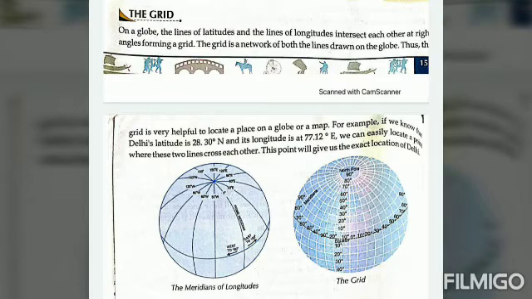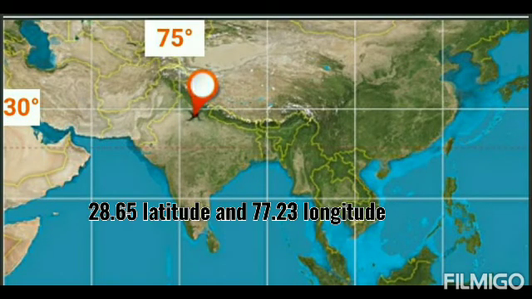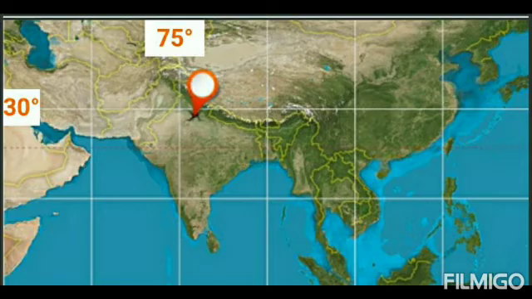For example, if we know Delhi's latitude is 28.30 degrees north and its longitude is 77.12 degrees east, we can easily locate the place where these two lines cross each other. This point will give us the exact location of Delhi. So with the help of longitudes and latitudes with their numbering, we can locate a place easily. It helps aircraft and sailors to locate a place. In this map, you can see the longitude and latitude of Delhi.